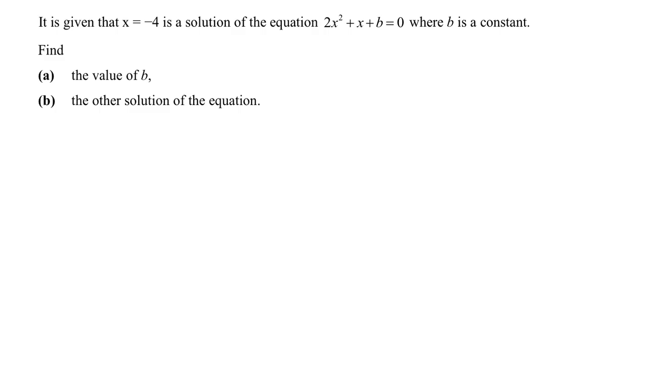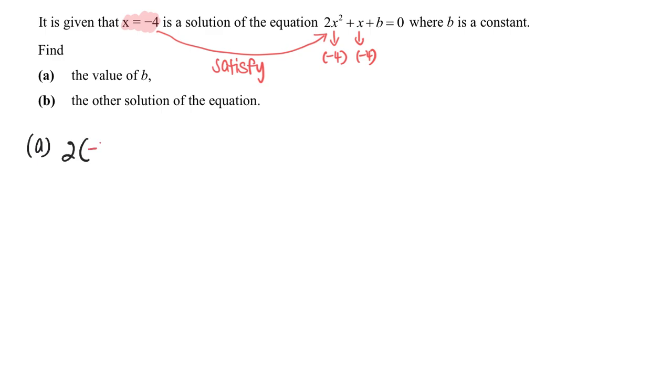Since they tell me x equals -4 is a solution, it means it satisfies the equation. Meaning, if I substitute x as -4, I would be able to find the value of b. And that's what we are going to do. So for part A, we will just substitute x equals -4 into the equation.